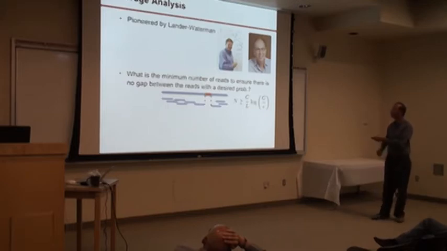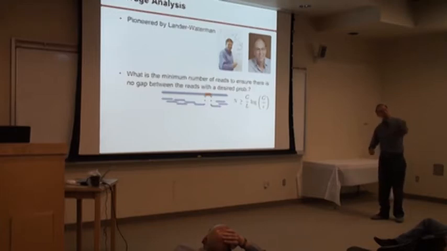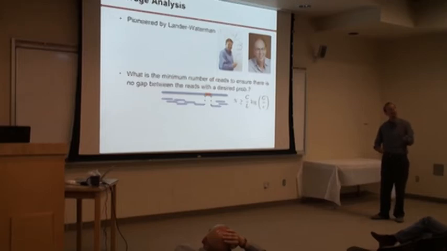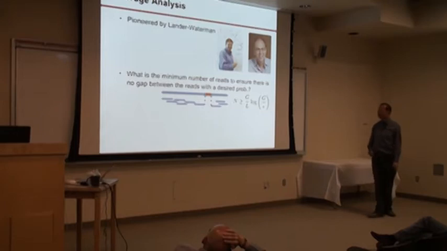Notice that if the reads were placed in very strategic places, exactly adjacent to each other, then you would need G over L of them to cover the whole thing, right? But because you're randomly placing them, you pay a penalty, and that penalty is given by this log term. This is a basic calculation.